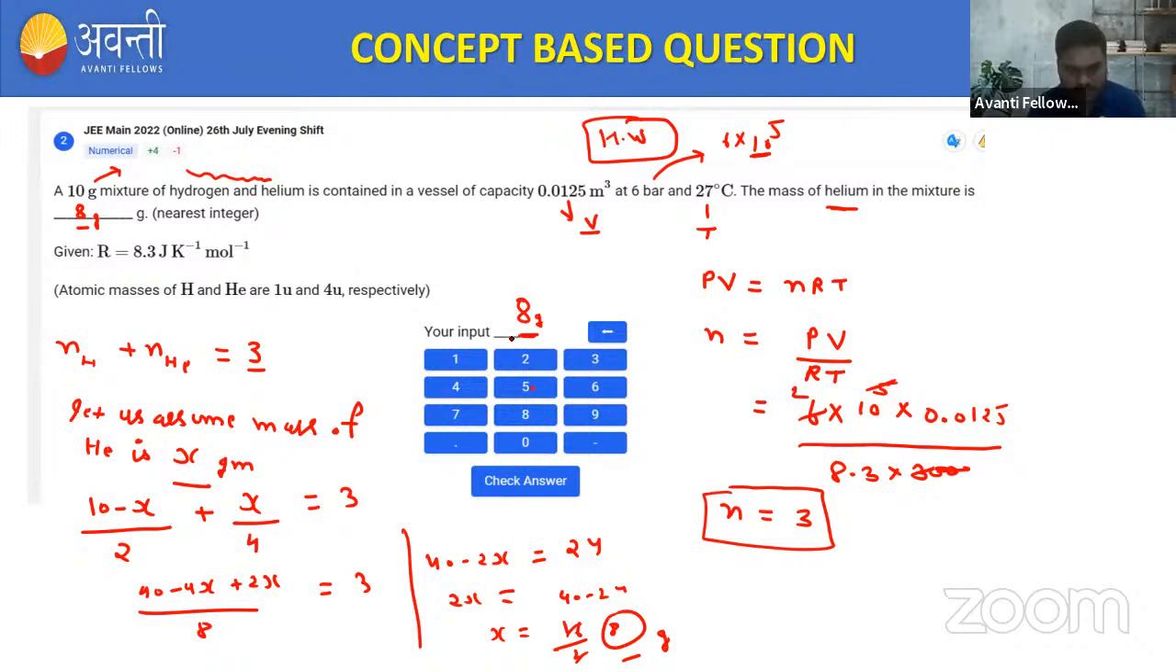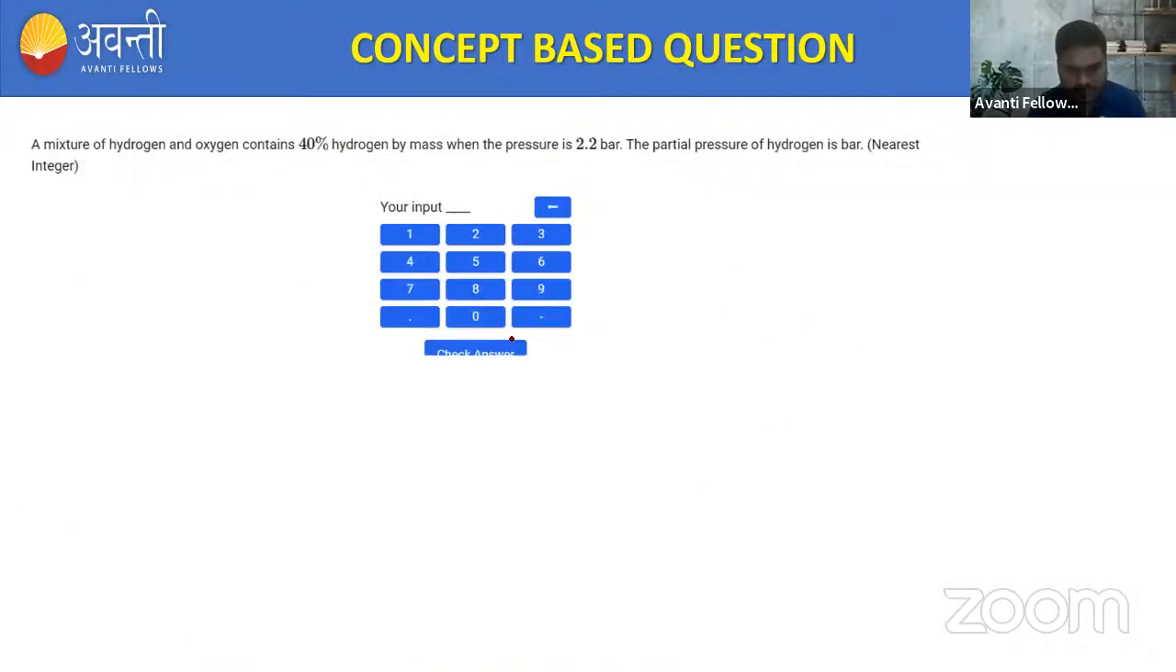ठीक है, चलो. Now the next question: a mixture of hydrogen and oxygen contains 40% hydrogen by mass. When the pressure is 2.2 bar, the partial pressure of hydrogen is ___ in bar. So you have to calculate the partial pressure of hydrogen in bar as well.